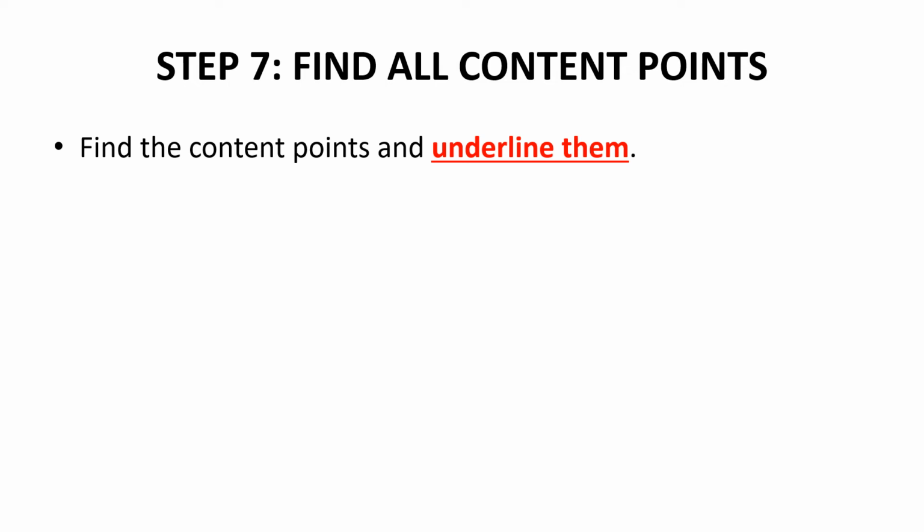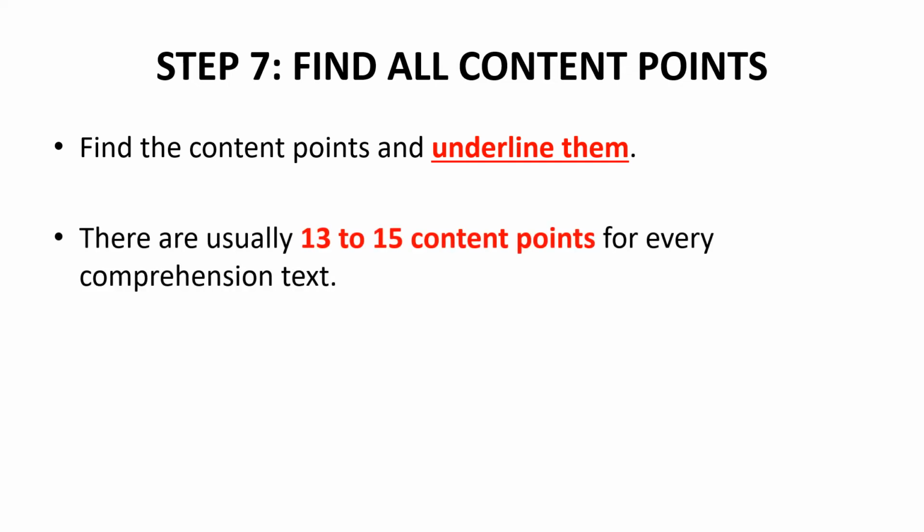So what you need to do is, you find the content points, you underline them, gariskan dia, so that you know that is a content point. For every summary text, normally there will be at least around 13 to 15 content points. However, there may be more than 15, but this is the normal amount of content points found in a comprehension text.